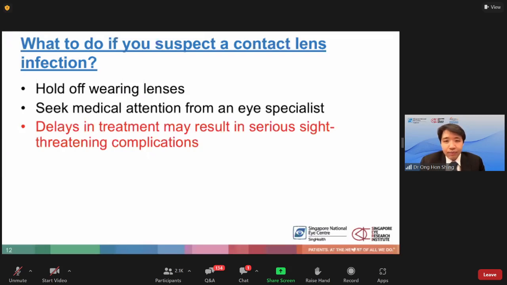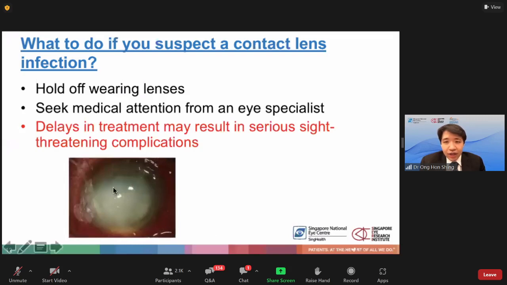seek treatment. This is an eye with severe contact lens infection where there is a delay in starting treatment, and you can see that the cornea is no longer transparent. Remember, the cornea is supposed to be transparent to function well. And this is serious and will require admission to hospital for treatment.